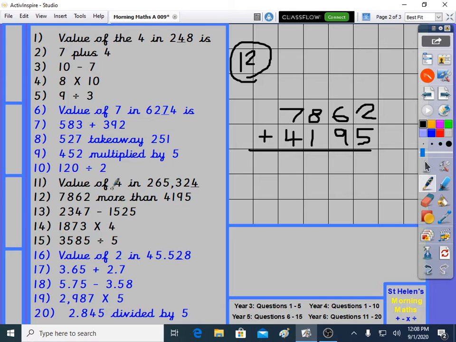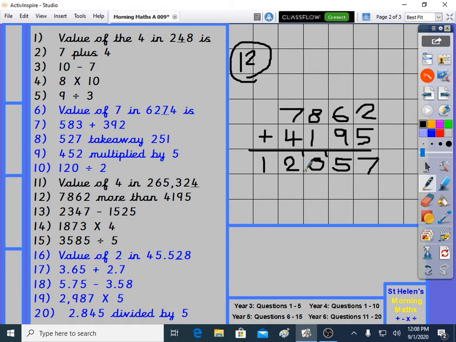Just copy the question down correctly and we'll do plus 2, plus 5, 7, 6 plus 9, 15. Carry the 1, make sure it's 15, not 51. 8 plus 1 is 9, plus 1 is 10. Make sure it says 10, not something else. 7 plus 4 is 11, plus 1 is 12. That is 12,057, that's how you say that.